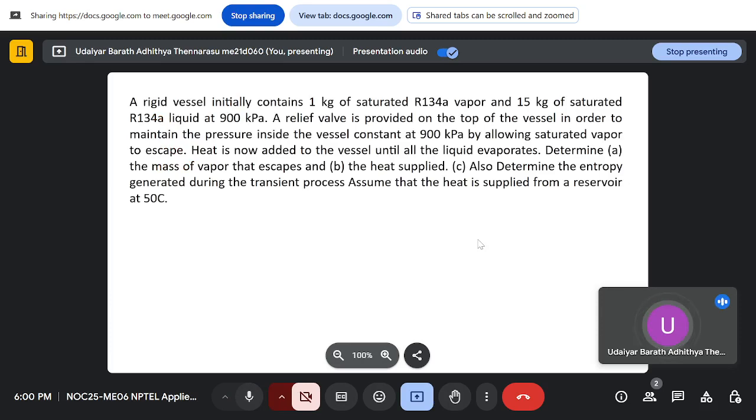So the first problem for today is we have a rigid vessel which initially contains 1 kg of saturated R134A vapor and 15 kg of saturated R134A liquid at 900 kilopascal. A relief valve is provided on the top of the vessel in order to maintain the pressure inside the vessel constant at 900 kilopascal by allowing saturated vapor to escape. So heat is now added to the vessel until all the liquid evaporates.